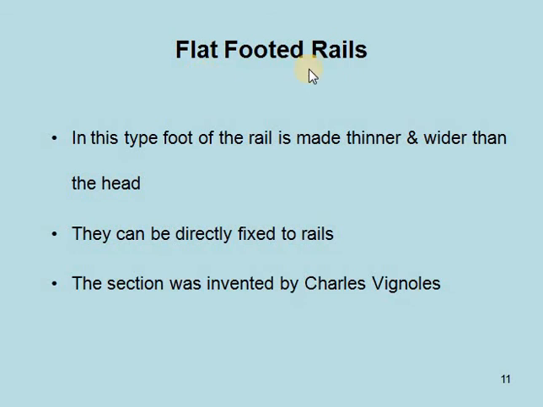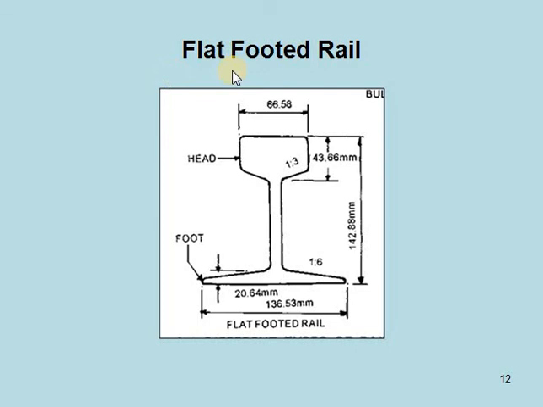Coming to flat footed rails. In this type, the foot of the rail is made thinner and wider than the head, and they can be directly fixed to sleepers. This section was invented by Charles Vignolles. Remember this name: Charles Vignolles invented this type of flat footed rail. You can see the diagram: this is the flat portion, this is the web, this is the head and this is the foot.